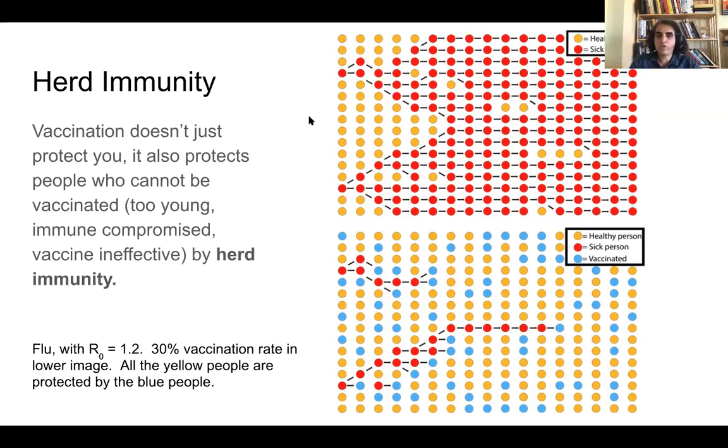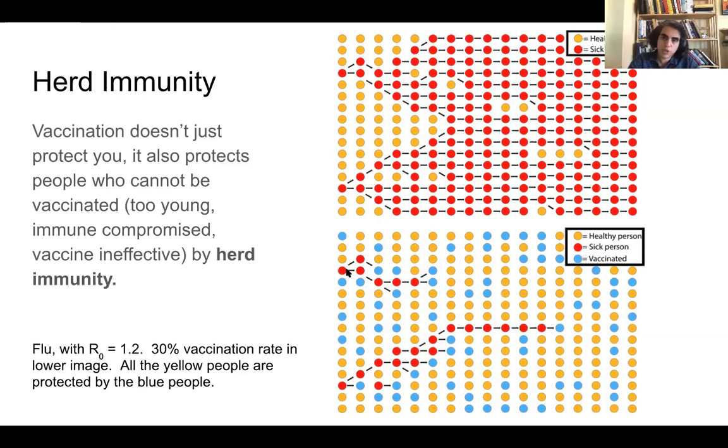And these are some pictures showing that for flu with an R-naught value of about 1.2. Up here, you have 2 people who get the flu, and you can see it spreading through most of the population. Not quite all. A few people manage to avoid getting it, but it spreads through most people. Whereas down here, these blue people are vaccinated, and this isn't very many. In this case, it's only a 30% vaccination rate, and that's okay because it's a pretty low R-naught value.